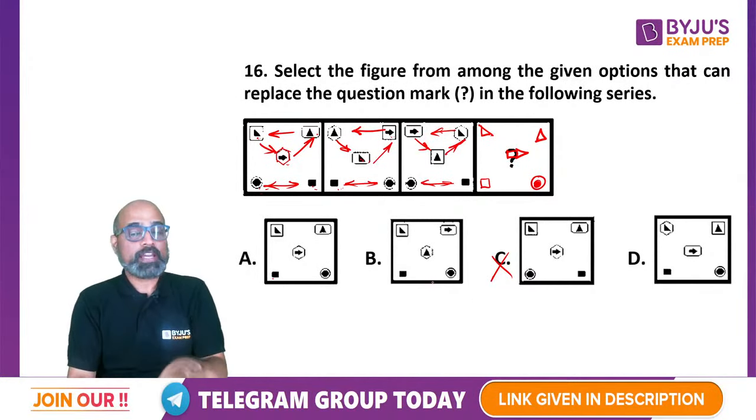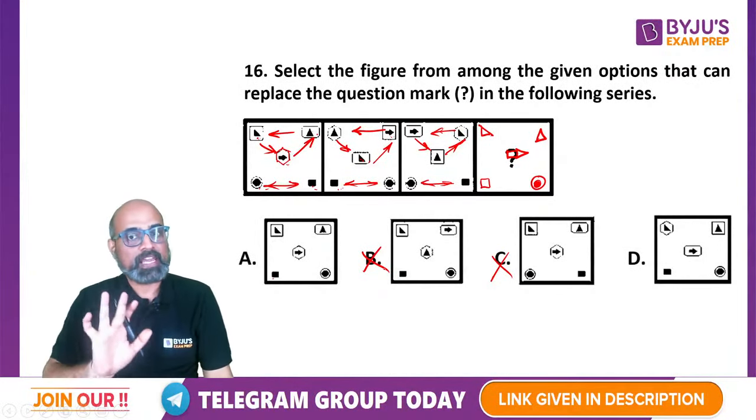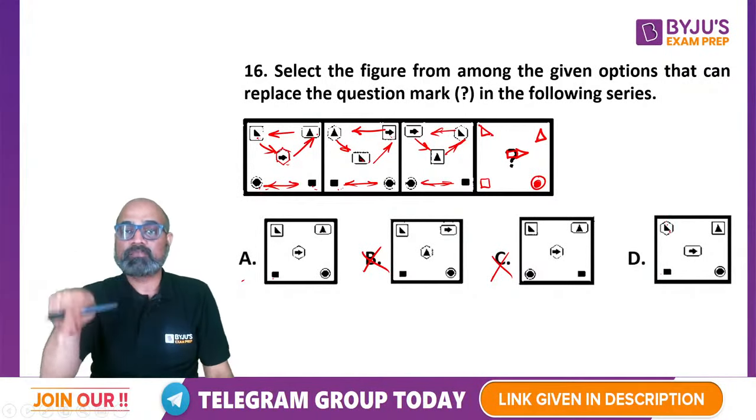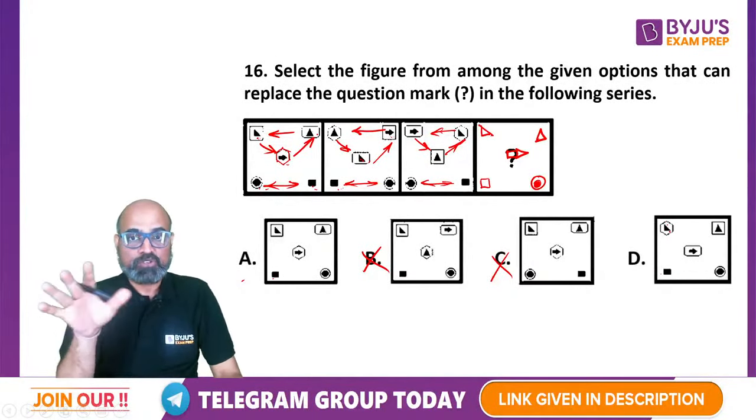Looking at the remaining options, we don't have an arrow at the center in option B. Now between A and D, you see this hexagonal outer boundary. So that is also moving.